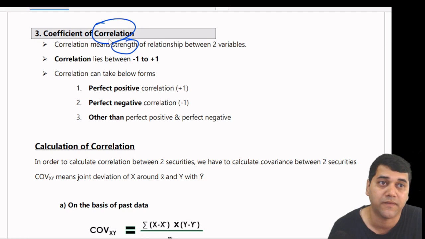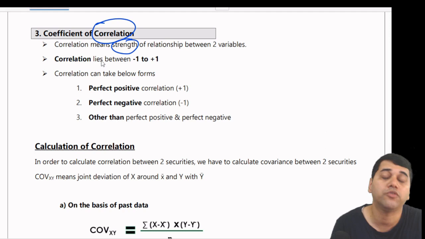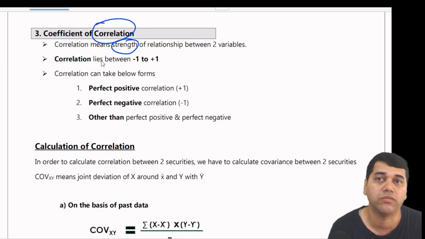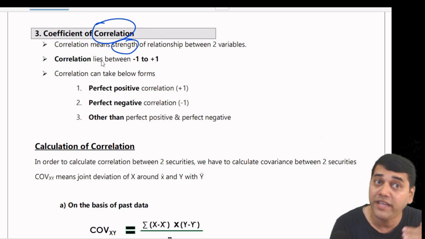We never call it coefficient of variation. Also, sorry, there is one more thing called coefficient of variation. We don't call it coefficient of covariance. Those terminologies are never used in portfolio management. Coefficient of variation is used.